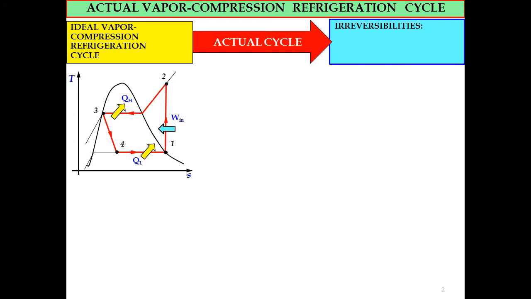When we consider the actual cycle, we need to consider irreversibilities such as heat losses, heat gain, and friction in the connecting lines and also in the devices. We also need to consider the heat transfer in and out of the system, in the devices and connecting lines, and also the fluid friction inside the piping line, so we will have pressure drop.